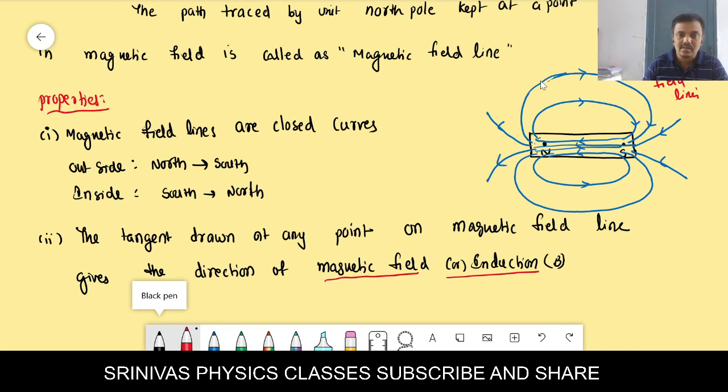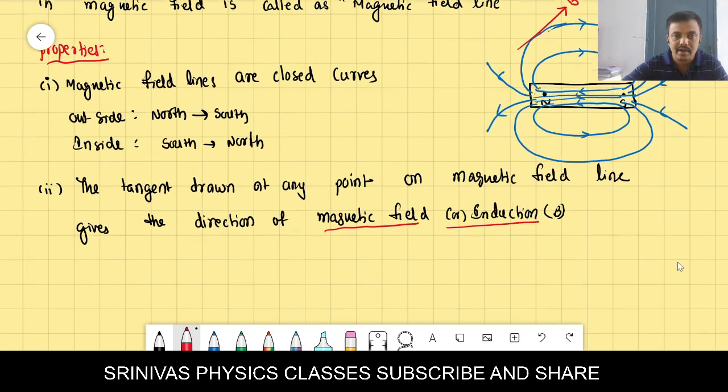Let us draw the tangent at this point. Then here we will get the tangent like this. This is a tangent, right? It will show the direction of the magnetic field. The tangent drawn at any point gives the direction of the magnetic field at that point.